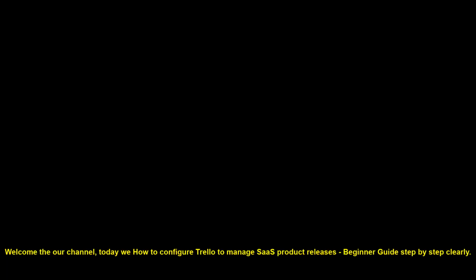clearly. Open your web browser and navigate to Trello's website. Log into your existing account or create a new one if necessary. Once you're logged in, click on the Create New Board button. Name your board something descriptive, like SaaS product releases. Select a background color or image that fits your brand.